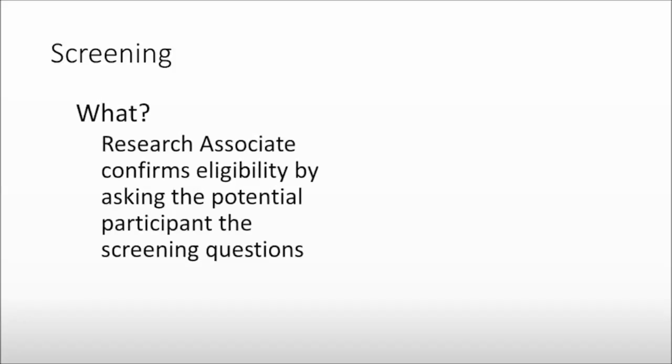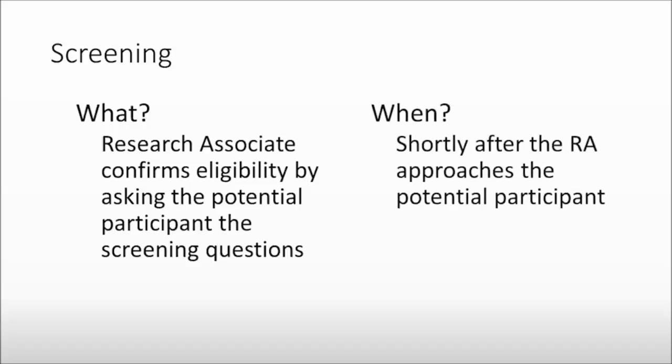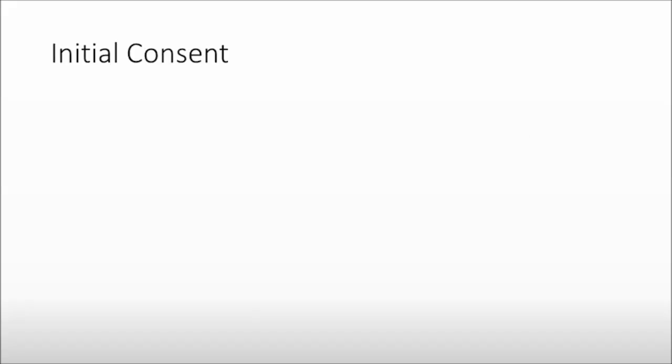Then there's a full screening process. So this screening is when the research associate, or you, confirms the eligibility of the participant by asking them the screening questions. And we'll talk about that again in a few minutes, but just for you to be aware, there is a two-step process. The nurse who's there will sort of do a pre-screening, and then you will make sure that the person is eligible for the study once you get there. And that happens shortly after you approach the potential participant.